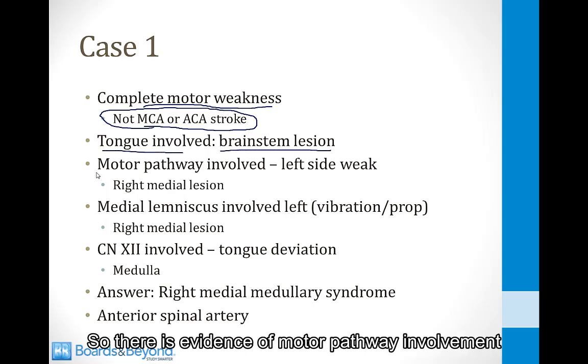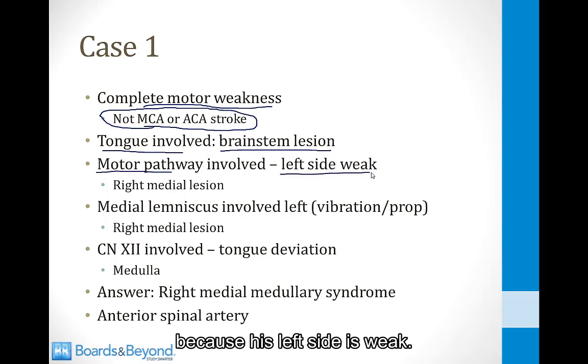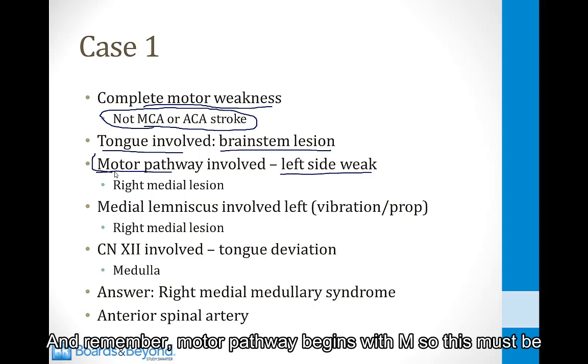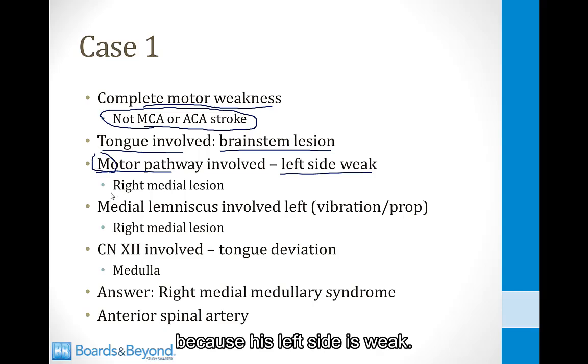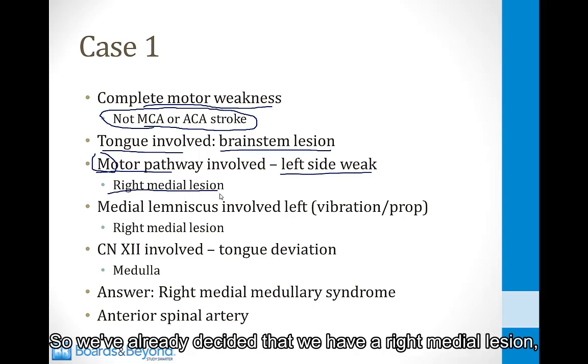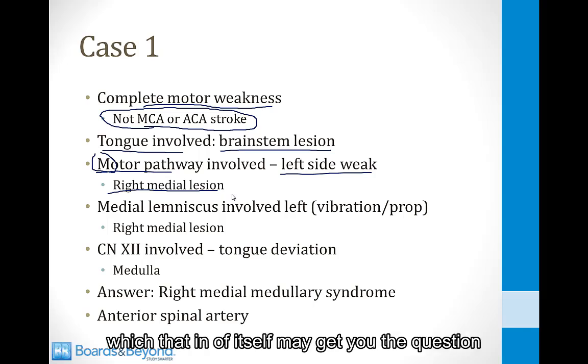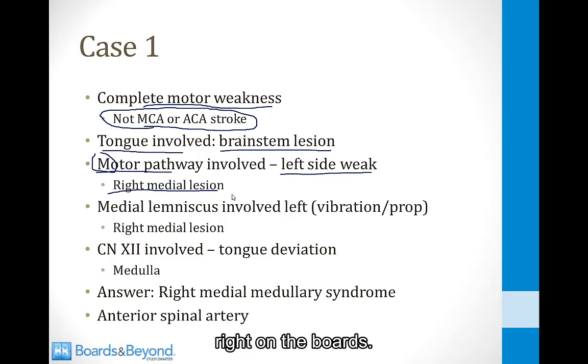So there is evidence of motor pathway involvement because his left side is weak. And remember, motor pathway begins with M, so this must be a medial lesion, and it must be on the right because his left side is weak. So we've already decided that we have a right medial lesion, which in and of itself may get you the question right on the boards.